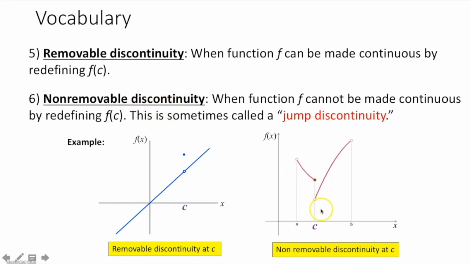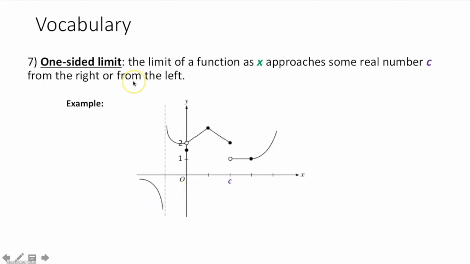There's no way that you could just plug in a point here and now it's continuous. There's actually a gap between two parts of the function. You have a non-removable discontinuity anytime there's an asymptote as well. Now let's talk about one-sided limits.